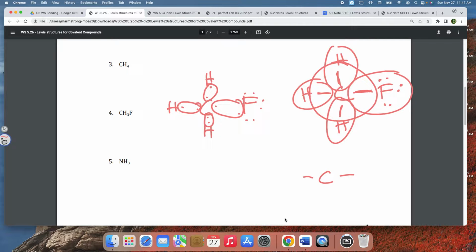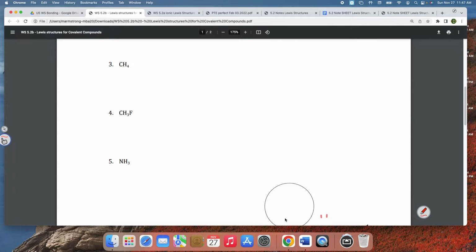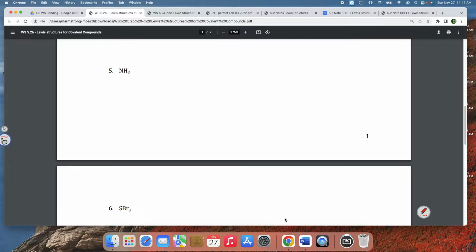So it's a carbon with 4 single bonds, hydrogen, hydrogen, hydrogen. It doesn't matter where those hydrogens are. I just happen to put them there, and your final answer has to have those dots around the fluorine, or you don't get full credit. Number 5, NH3, also known as ammonia. So the single thing goes in the middle, which is the nitrogen. Nitrogen has 1, 2, 3, 4, 5, and then it has 3 hydrogens.